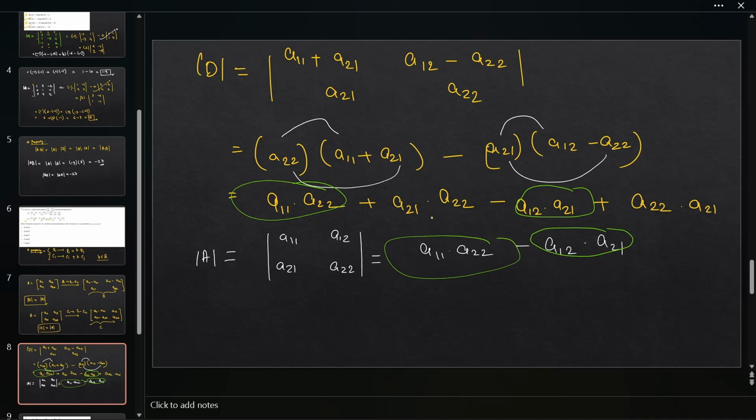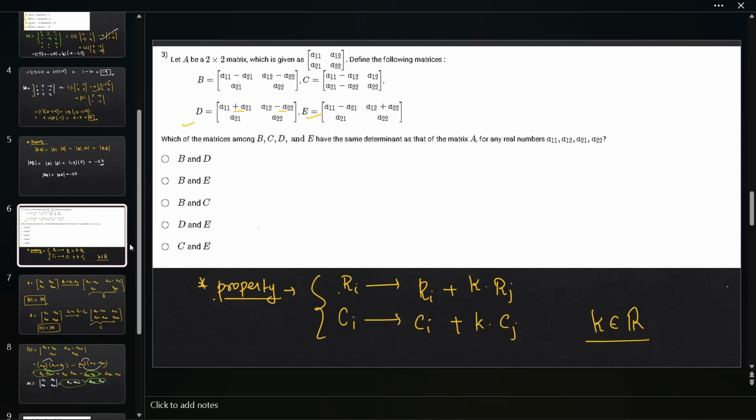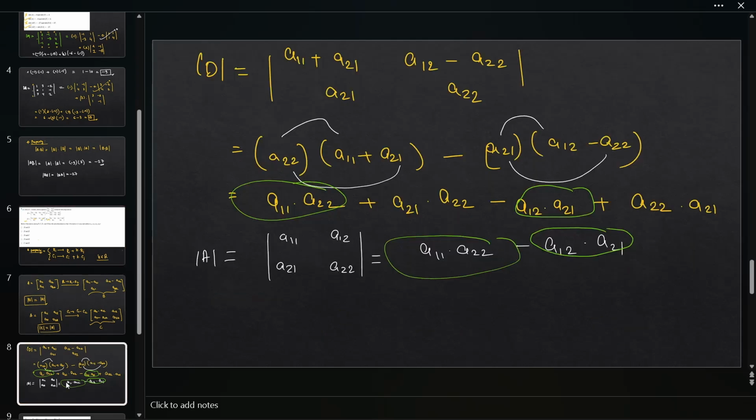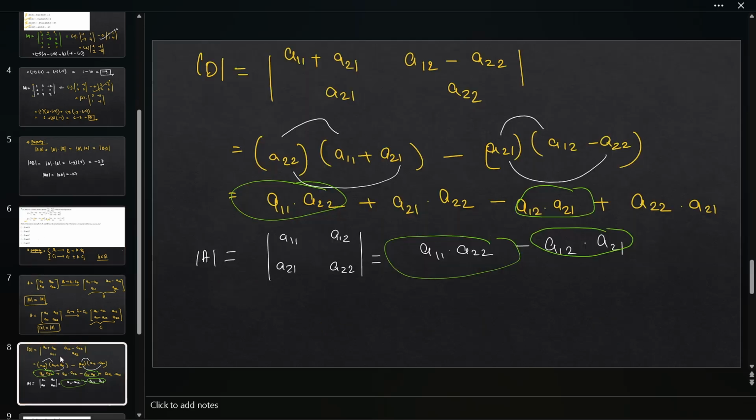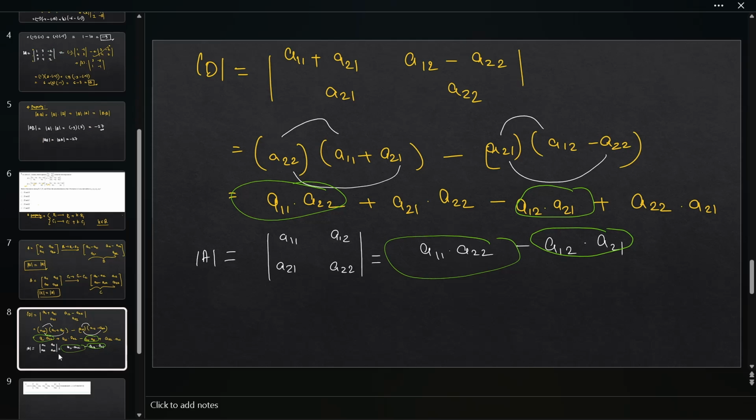And can we do something similar with E as well? Yes, we can do a similar thing with E. And there also we'll get to the same conclusion, that there are some additional terms in the determinant of E which are not present in the determinant of A. Hence, we'd be able to conclude that the determinant of A is not equal to the determinant of E.